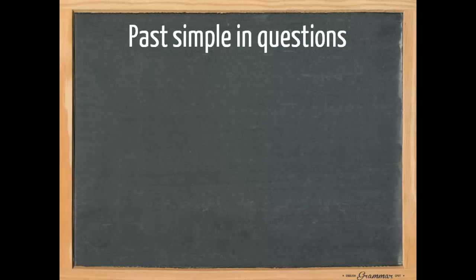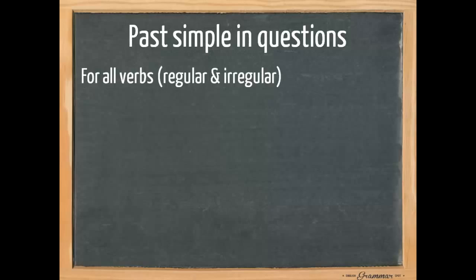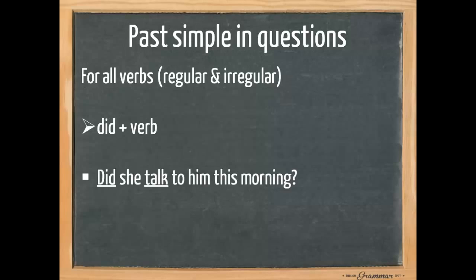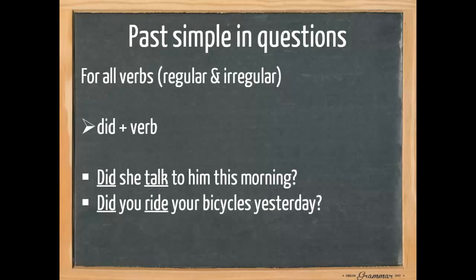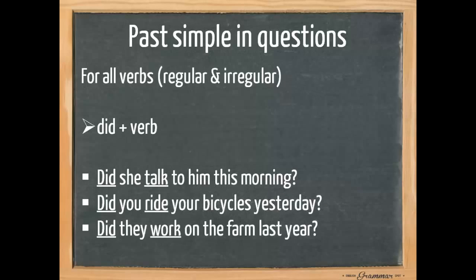Let's have a look at the past simple in questions. For all verbs, regular and irregular, we use the auxiliary verb to do, but we need the past simple tense, which is did, and the infinitive form of the verb. Did she talk to him this morning? Did you ride your bicycles yesterday? Did they work on the farm last year?